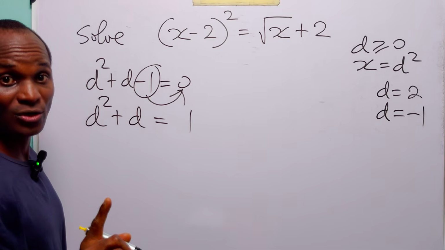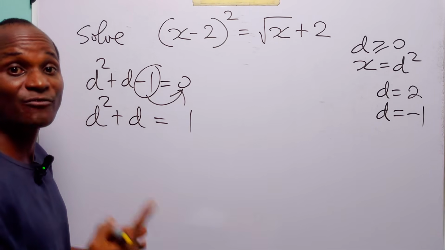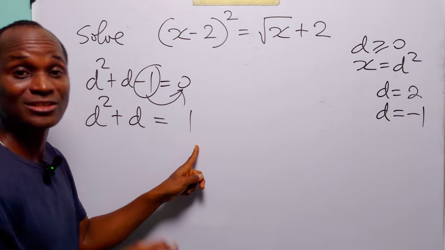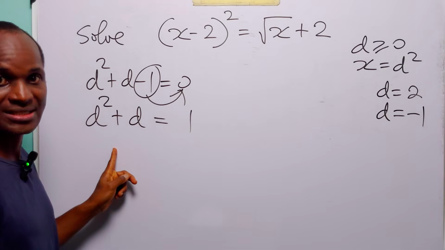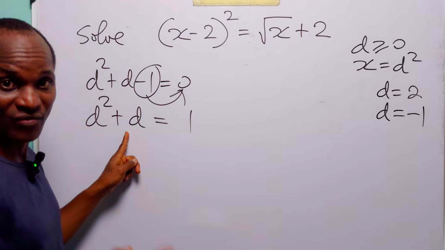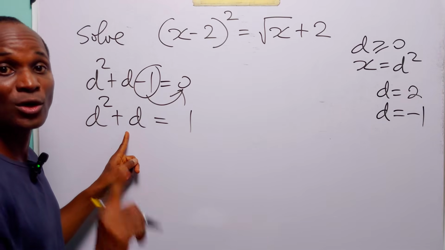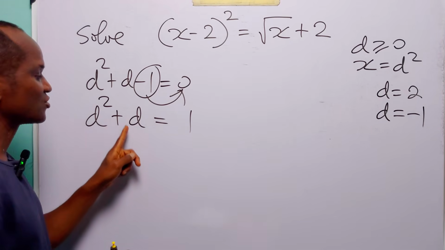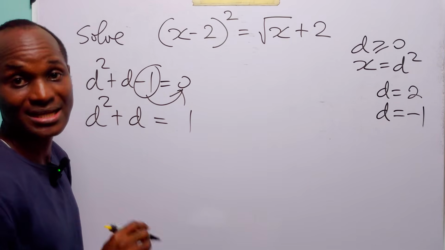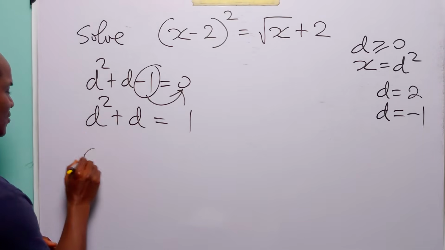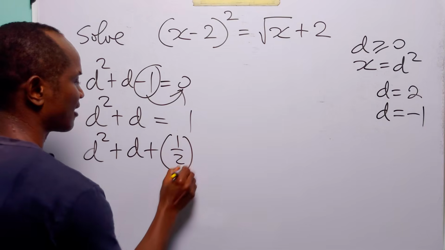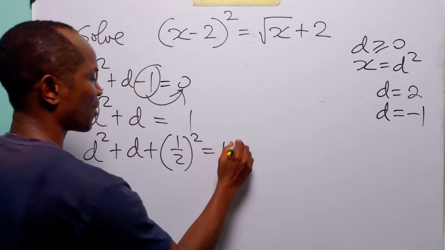And of course, the next thing we are going to do is to add the square of half the coefficient of d to both the left-hand side and the right-hand side to complete the square on the left-hand side. Now, what is the coefficient of d? It is 1. Half of it is 1 over 2, and the square of that is 1 over 2 squared. So we are going to add 1 over 2 squared to both the left-hand side and the right-hand side of this equation. So when we do that, we have d squared plus d plus half squared is equal to 1 plus half squared.